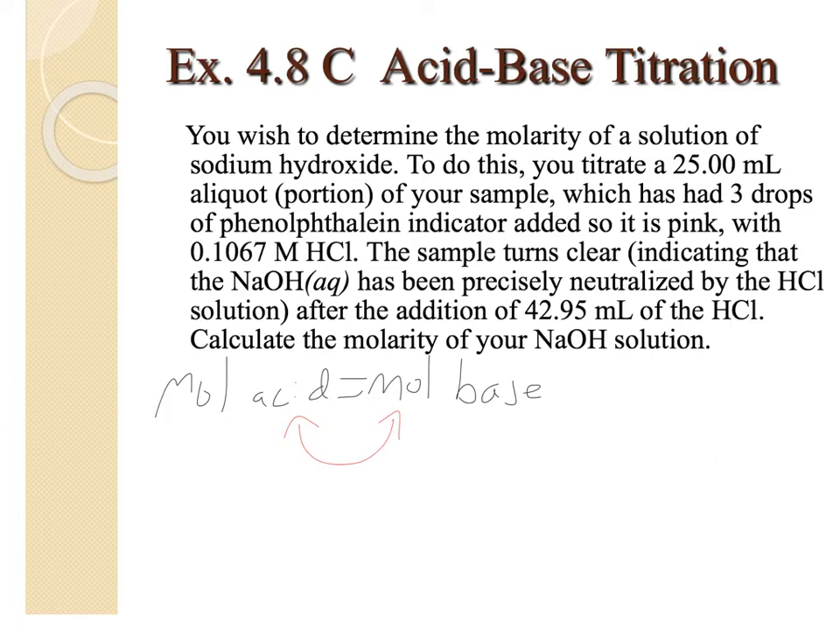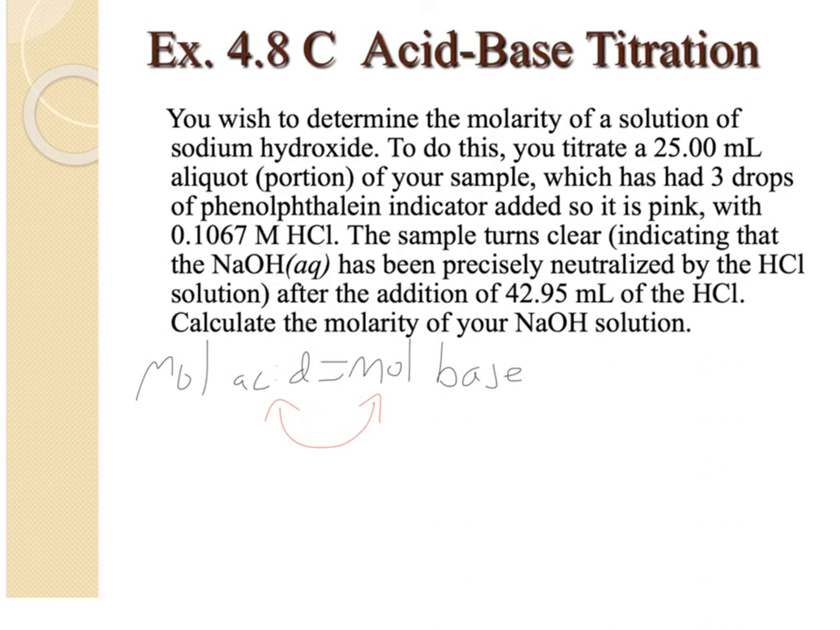To do this, we titrate 25 milliliters of the sodium hydroxide, which has phenolphthalein in it, which is an indicator, background information there, with a known hydrochloric acid. So we have a known hydrochloric acid and an unknown NaOH, but we have the volume. The sample turns clear after the addition of 42.95 milliliters of acid. So the concept is the same here, it's just giving you a context.